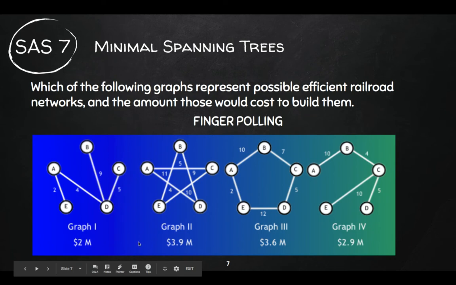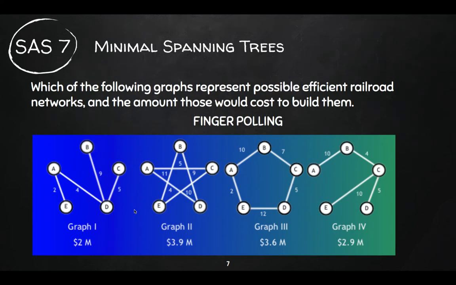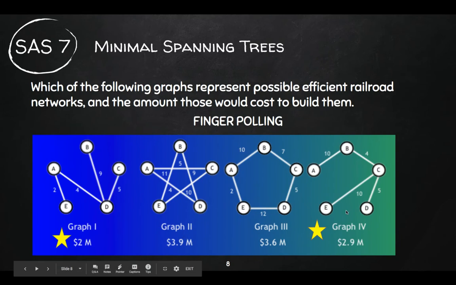Our best answer, I would venture to say, is probably 1 because it's the lowest. And I was right. But if you notice, graph 4 is an answer that can work too. I wonder why. It's not as low. But the most efficient one would be graph 1. Graph 2 is low, but it's not as low as graph 1.